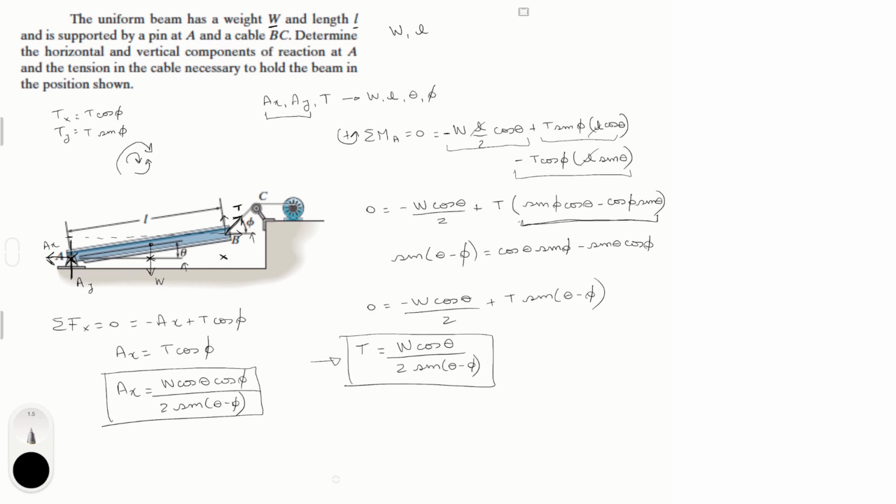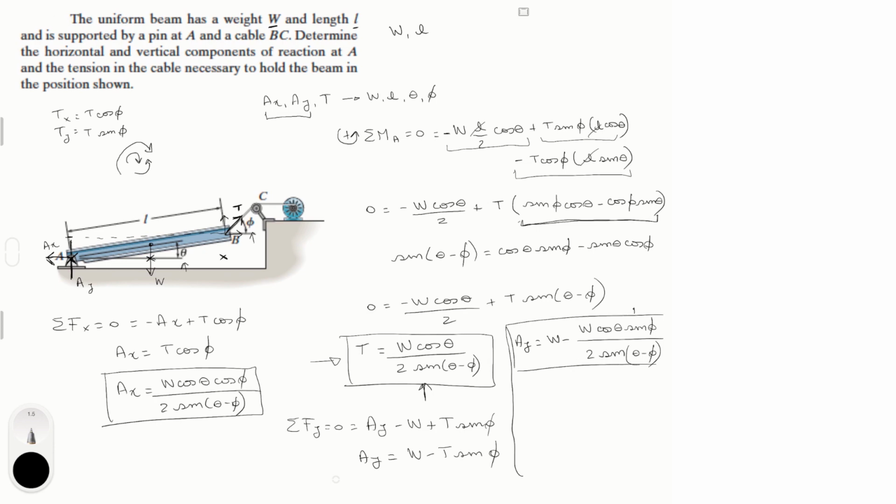And then the last term that we have to find is AY, and we know that the sum of the forces on the y is equal to 0 and is equal to AY going up minus the weight plus T sine of phi, which means that AY is equal to the weight minus T sine of phi. If you replace T by what we just found right here, you can solve for AY. You're going to get that AY is equal to the weight minus the weight cosine of theta sine of phi all over 2 sine of theta minus phi.